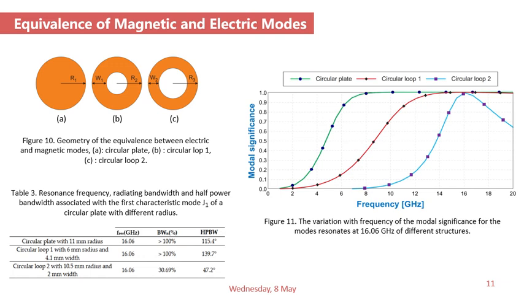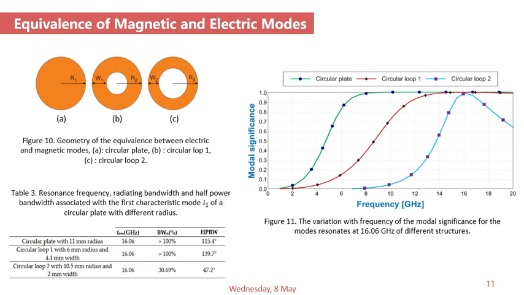The variation with frequency of the modal significance associated with the mode resonance at 16 GHz of different structures is shown on the right side. Table 3 provides information on the modal significance for the structures of Figure 9, regarding the resonance frequency, radiation bandwidth, and half-power bandwidth associated with the modes at 16 GHz.